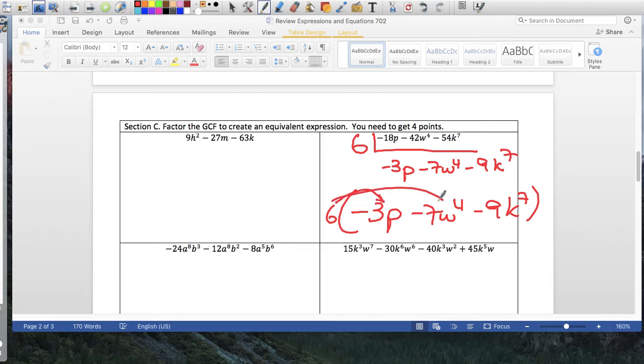If I do this properly, it should get me back to my original equation. It has to. Not should, it has to. Okay.